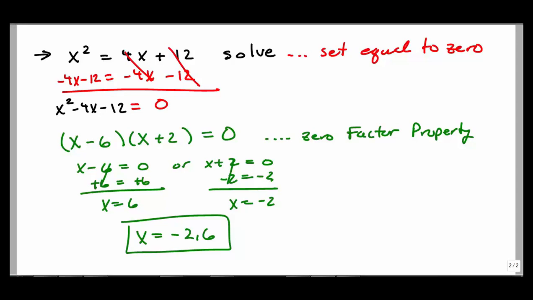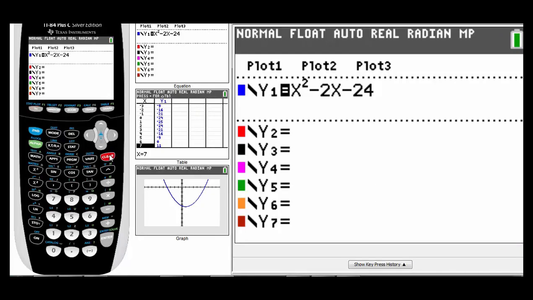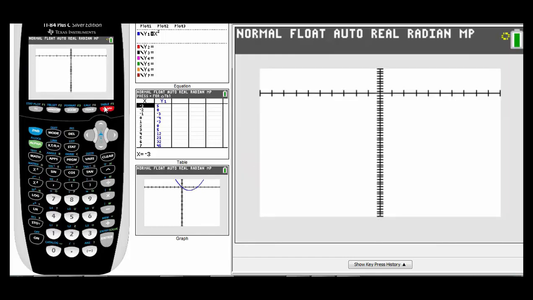we can also double check this in our calculators as well. So for this problem, let's go ahead and hit y equals again, and let's clear out what we have there. Now notice I can't put in x squared equals 4x plus 12 because on my left hand side here I already have my equal sign. So I have to put in the x squared minus 4x minus 12. So I need to put in the form here where it's already set equal to 0 before I can do anything. So let's go ahead and hit graph.